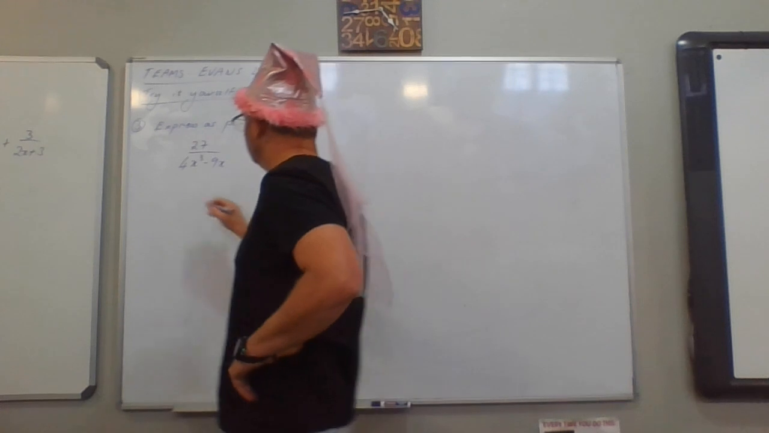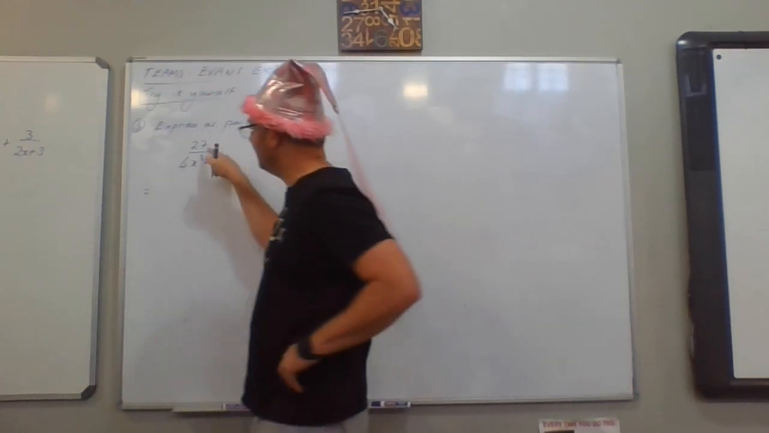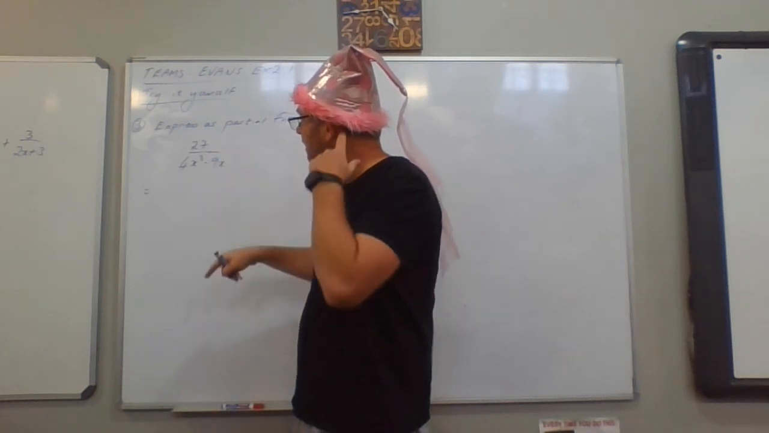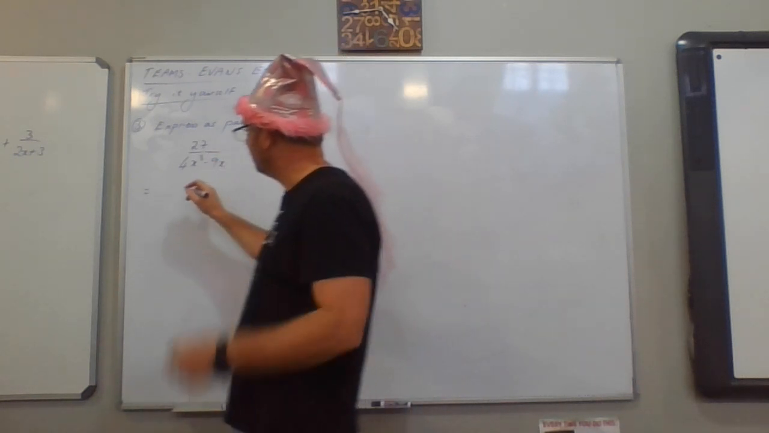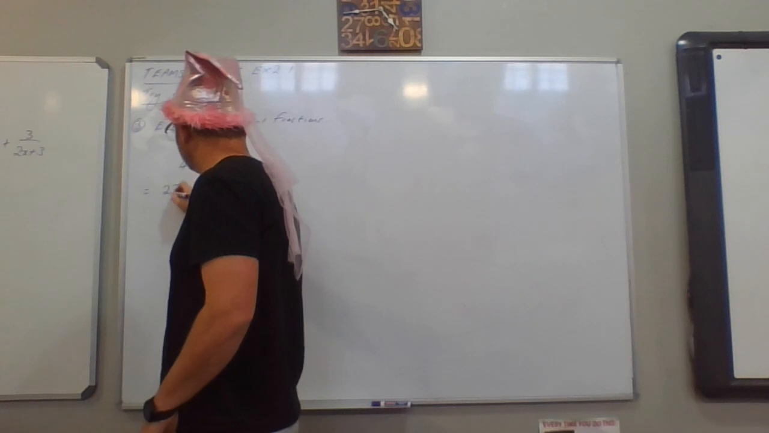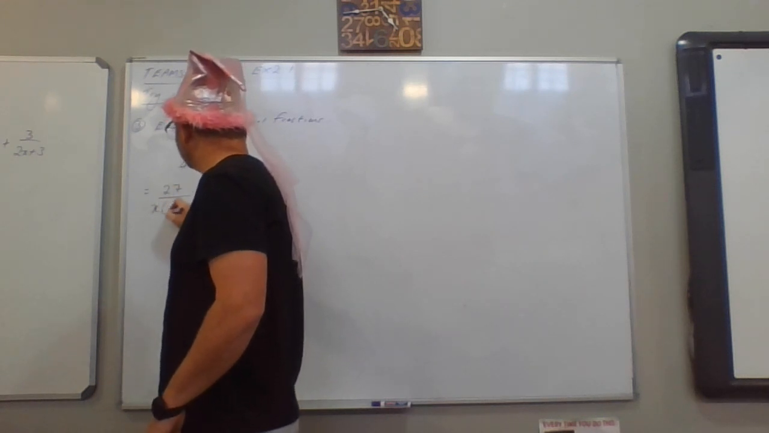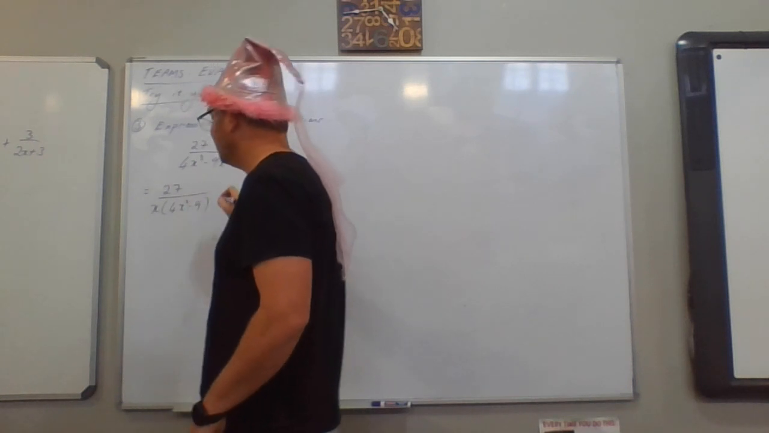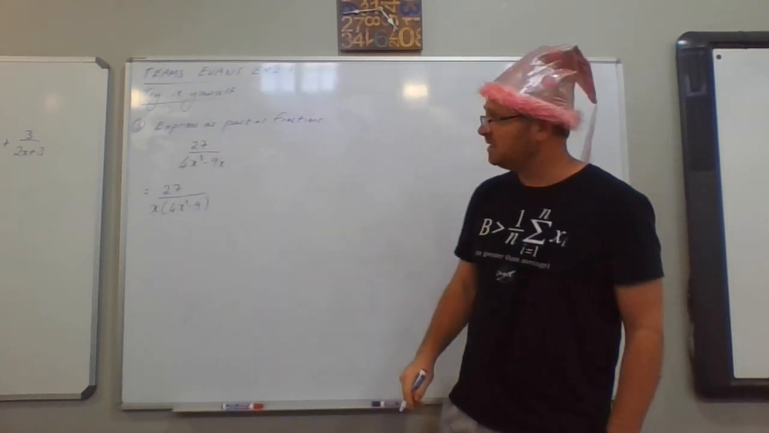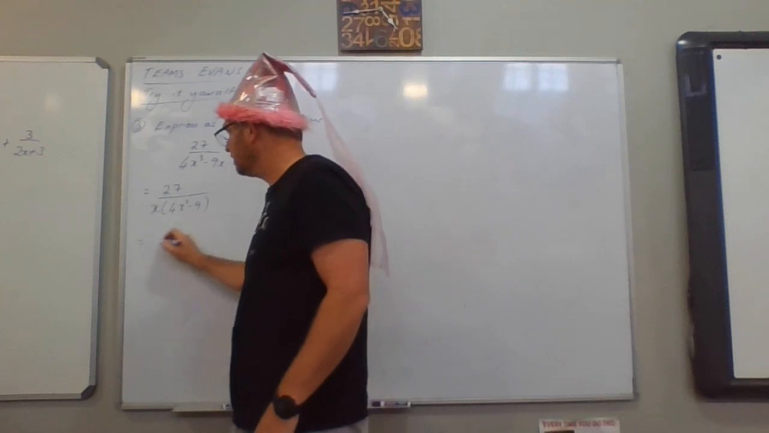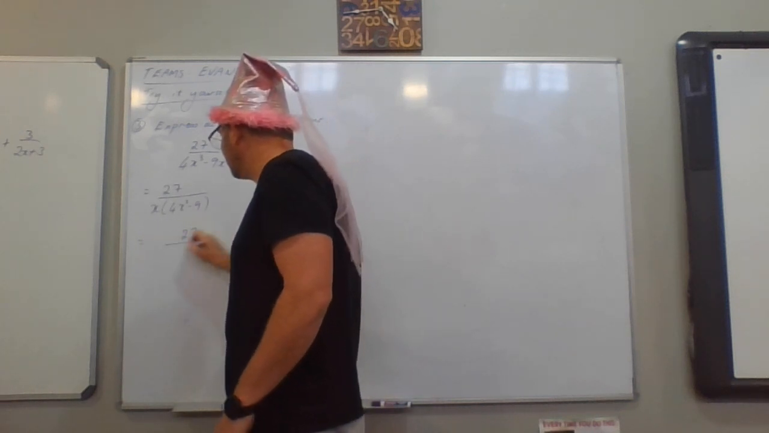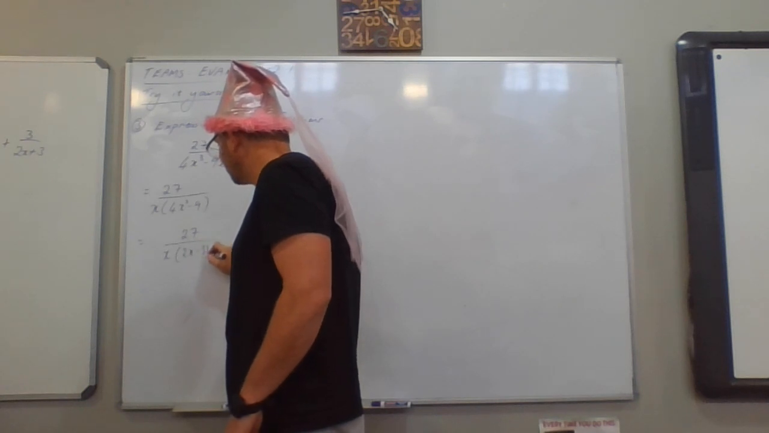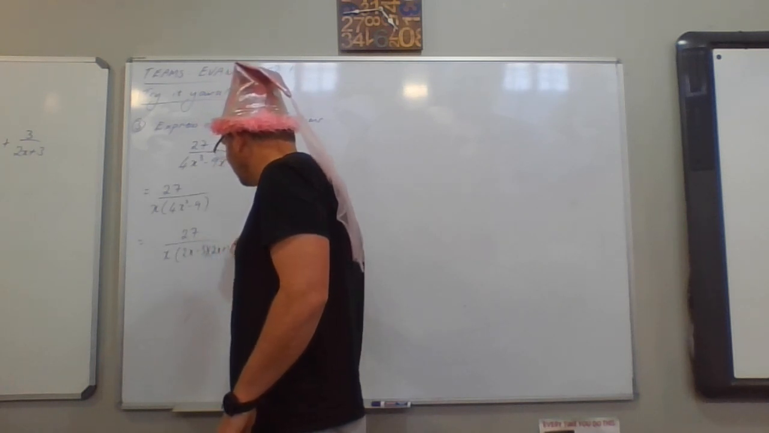Right. So, first of all, is it type 1? Yes, the degree on top is 0 and the degree on the bottom is 3. That's less than that. And can this be factorized? Well, let's have a look. I'm going to take out x as a common factor first, and you're going to get 27 over x times 4x squared minus 9. Are we finished factorizing? No, we're not. So we're going to get 27 over x times 2x minus 3, 2x plus 3.